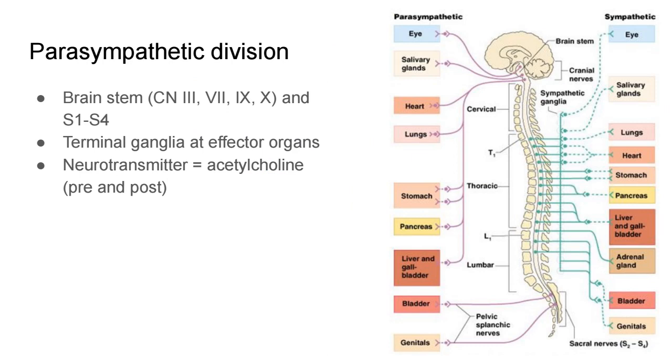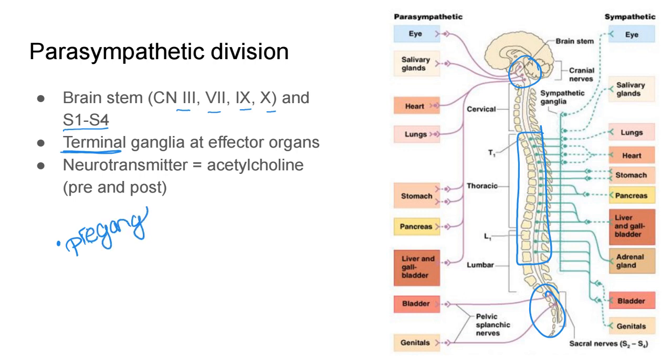Okay, so our parasympathetics are centered from the brainstem, including cranial nerves 3, 7, 9, and 10, and then down from the sacrum, S1 to S4. So up here at the brainstem, down here at the sacrum, and then remember sympathetics are in the middle there in that thoracic region. Okay, so our parasympathetic division has a terminal ganglia at the end at the effector organs. So what this is going to mean is I'm going to have a very long preganglionic neuron and a pretty short postganglionic neuron.